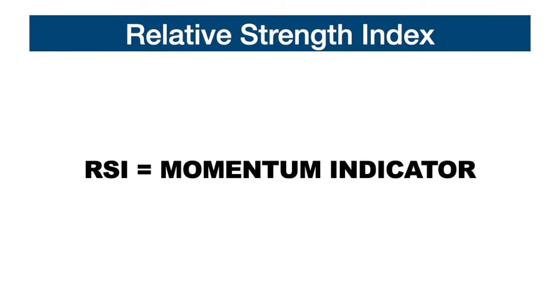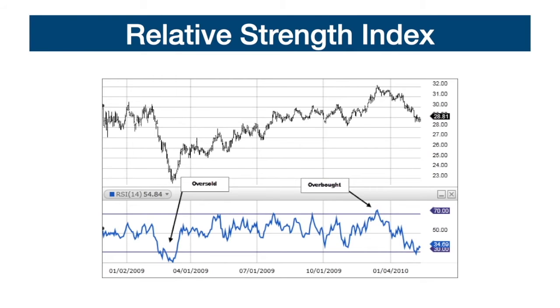Technical analysis uses the relative strength index as a momentum indicator. To assess whether a security's price is overvalued or undervalued, the RSI evaluates the speed and amplitude of recent price fluctuations. The RSI is represented as an oscillator that ranges from 0 to 100.